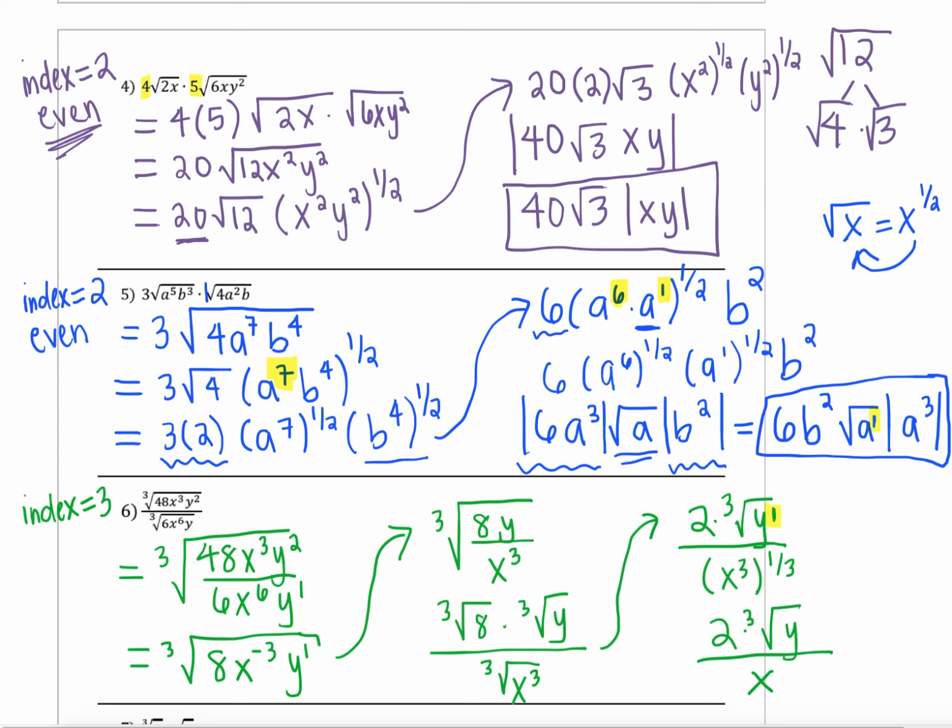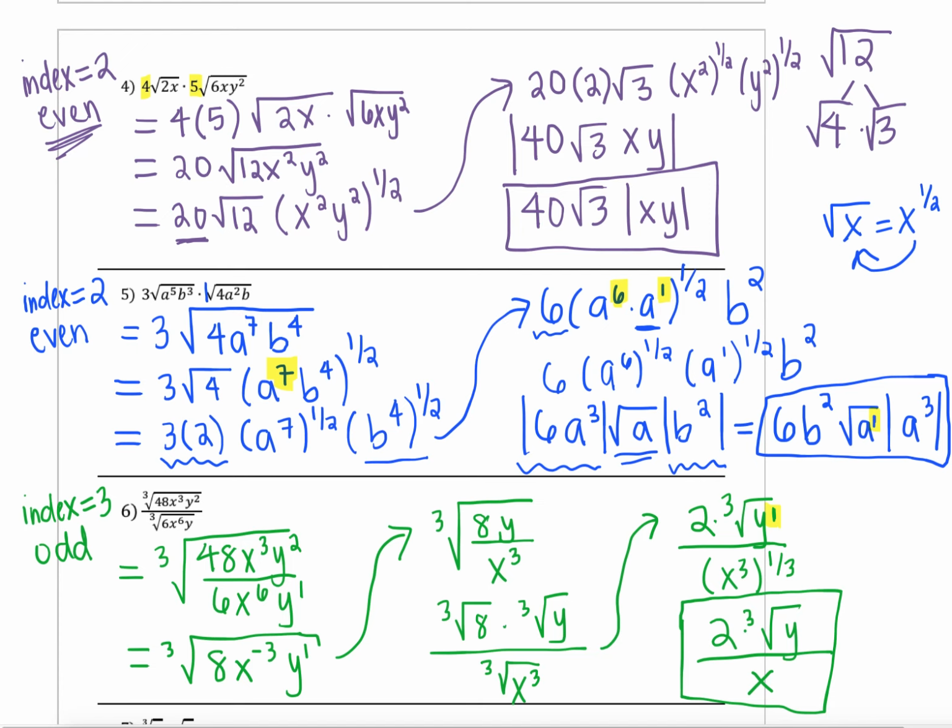x. Now, do we need to worry about putting absolute values on anything in this problem? In this case, no, we do not. Our index here was 3 again, which is odd, so there are no absolute values needed. There's no reason to even consider them, and that would be our final answer.